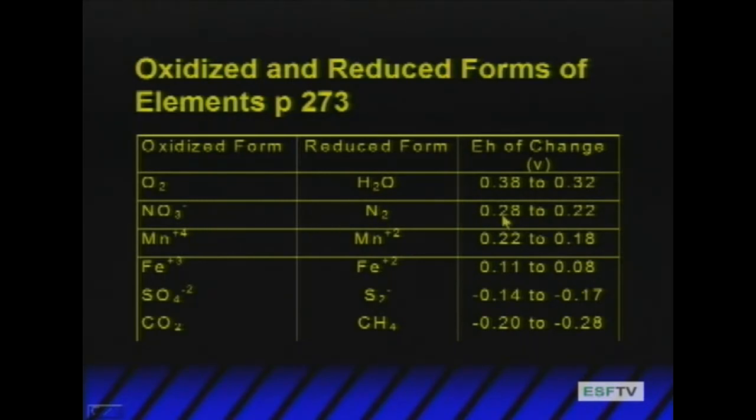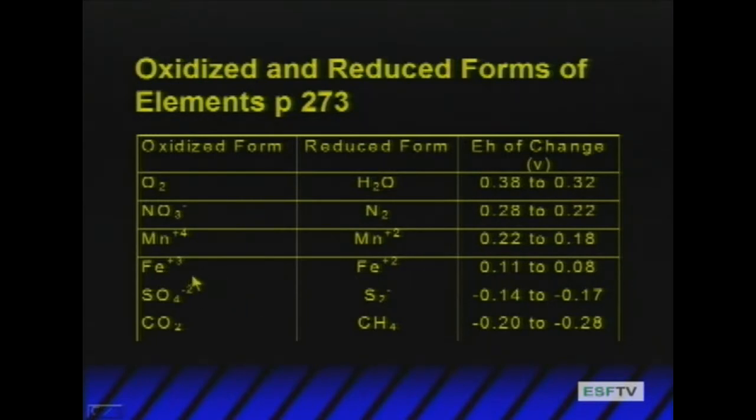So this takes place at a lower EH than O2, at 0.28 to 0.22. So suppose we have these processes going on and we utilize all the nitrate, converting that all to N2. What happens next? The next thing that accepts electrons is manganese. So manganese is reduced, goes to plus 2, and that's in the EH of 0.22 to 0.18. Eventually, all the manganese is reduced, and when that happens, iron plus 3 goes to iron plus 2, and that's reduced at about 0.11, a lower EH range yet.